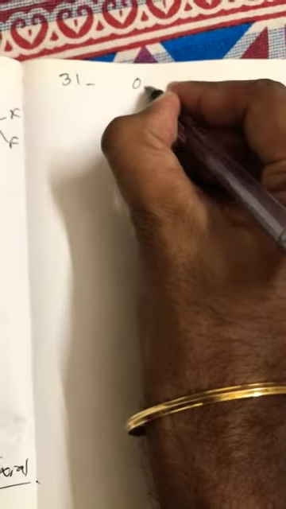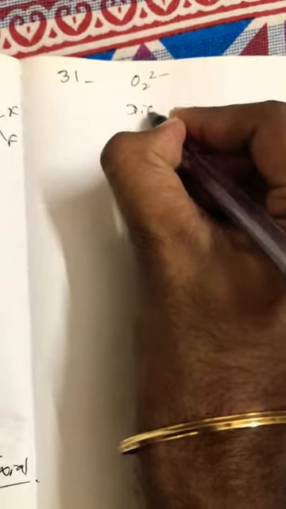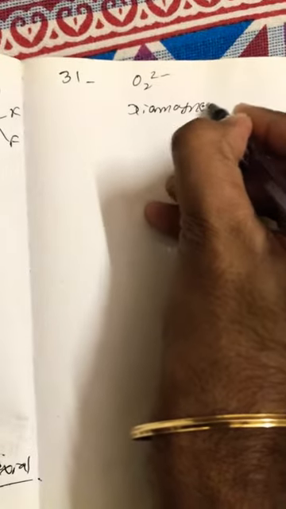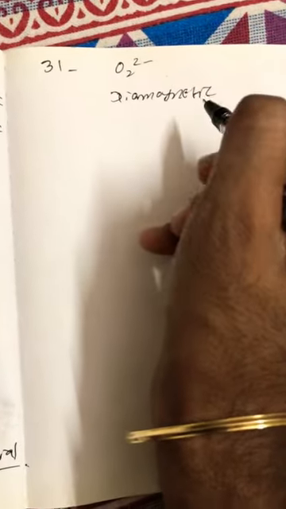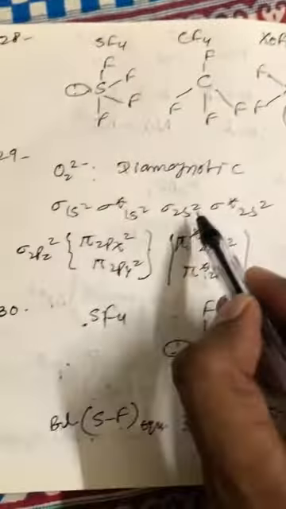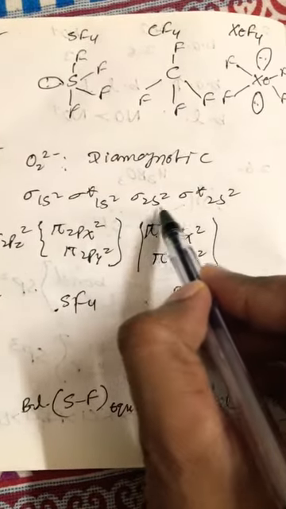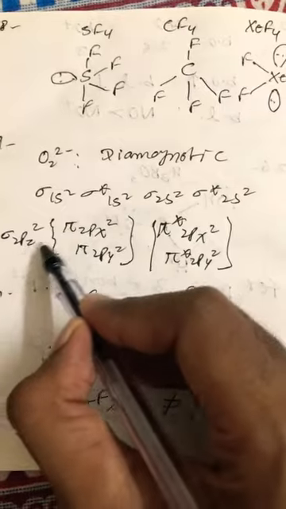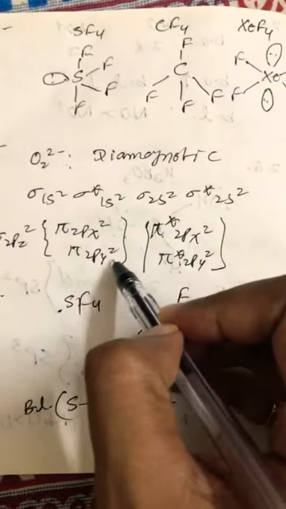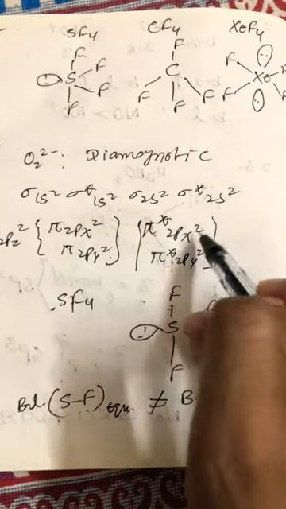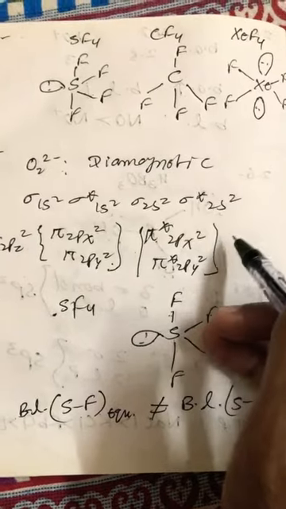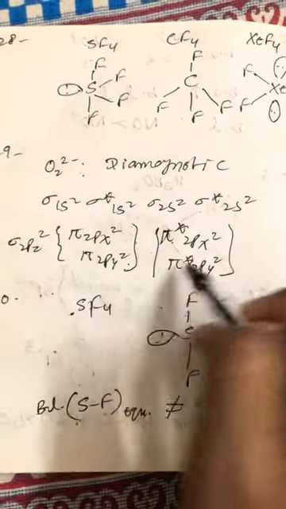Question number 31. O2 2- is diamagnetic because its electronic configuration is this: sigma 1s2, sigma star 1s2, sigma 2s2, sigma star 2s2, sigma 2pz2, pi 2px2, pi 2py2, pi star 2px2, pi star 2py2. So here all electrons are paired, that's why it is diamagnetic.